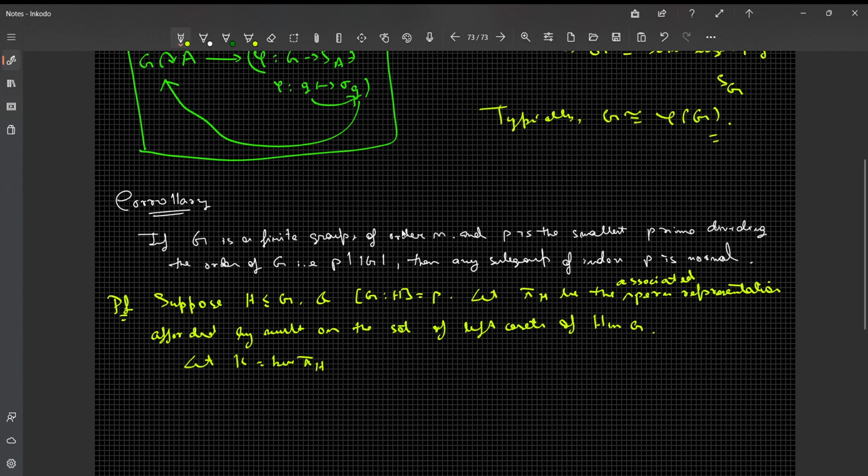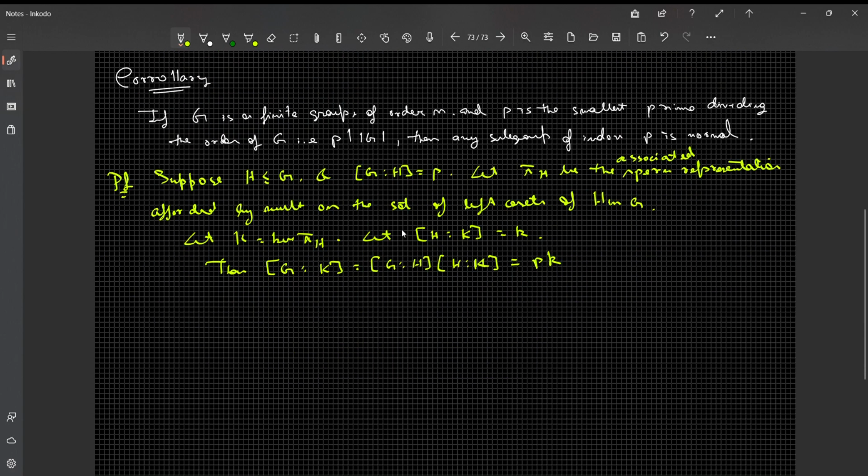Now let K be the kernel of pi H. And we know that the kernel of pi H will be contained in H, right? That we have studied. So the kernel of pi H is a subgroup of H, which means we can form the index of the kernel of pi H in H. So let the index of the kernel in H be k. Then we have a very important property of index of subgroups: the index of K in G can be written as the index of H in G times the index of K in H. Clear? And this is obviously equal to Pk.